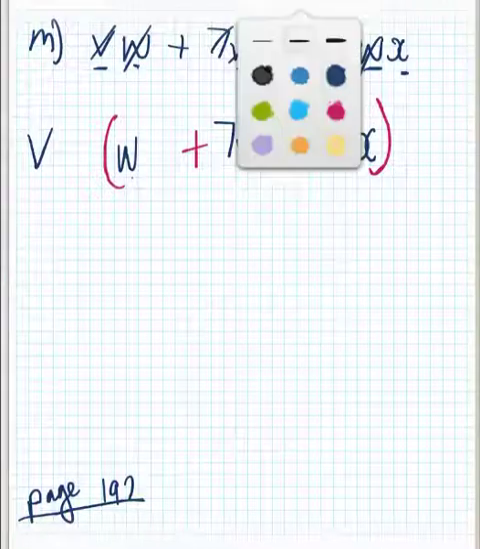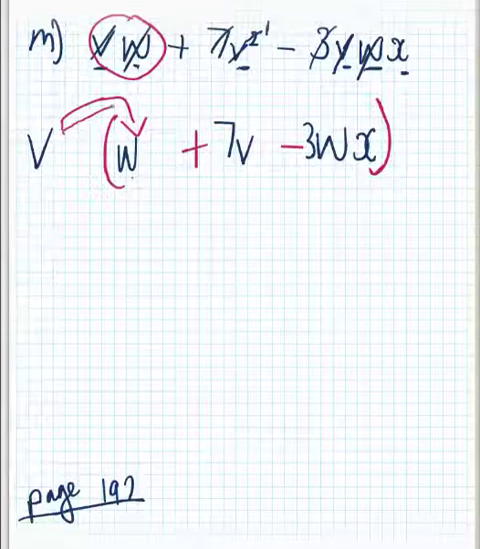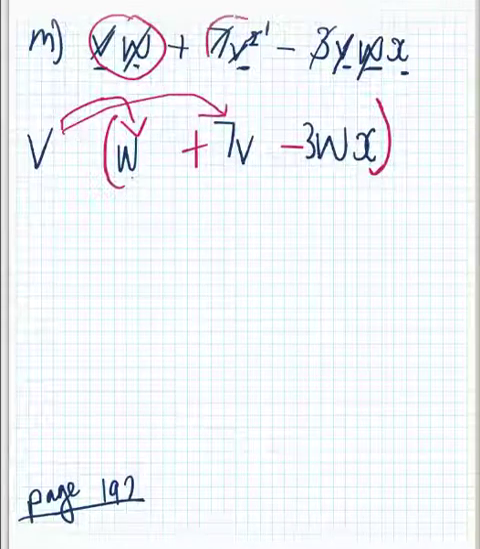So if you expand this, V times W will give me VW. V times 7V will give me 7V squared.